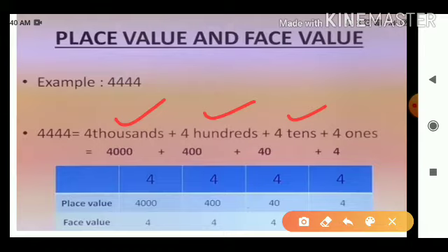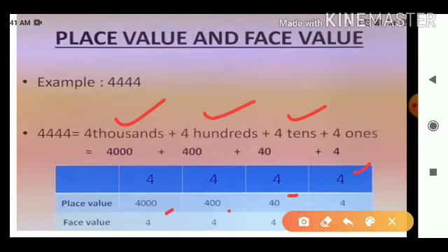If we make a table of this, you can get it clearly. See place value, face value. Ones position 4, the 4 is here, its place value is 4. In tens position 4 only, but its place value is 40. In hundreds position, its value is 400. In thousands position, its value is 4000.